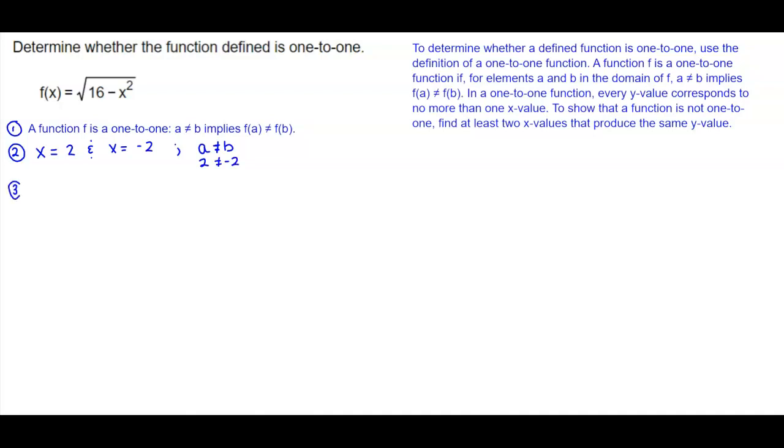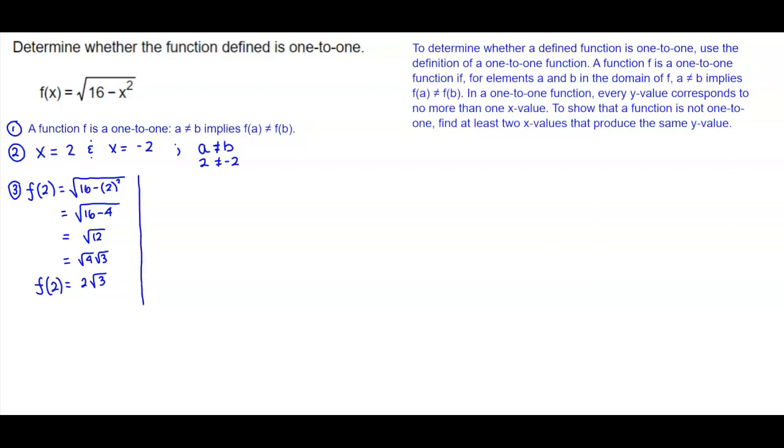So for step 3, we want to find f of 2 in that function. So this is going to be the square root of 16 minus 2 squared. 2 squared is 4, so 16 minus 4 is the square root of 12. If we simplify this, it becomes the square root of 4 times the square root of 3, and so we get 2 times the square root of 3 when we find f of 2.